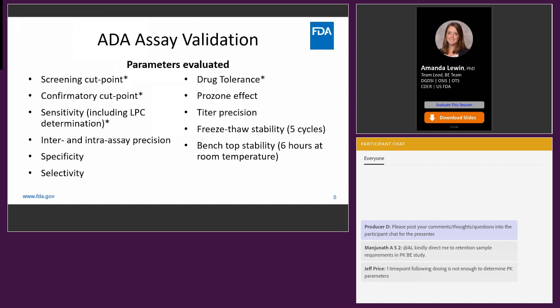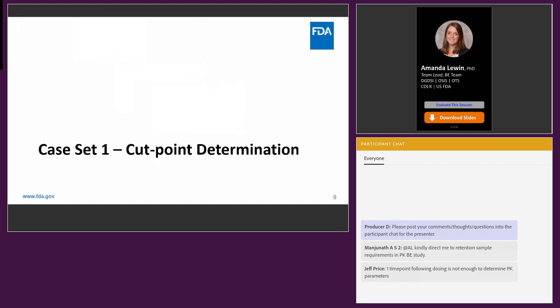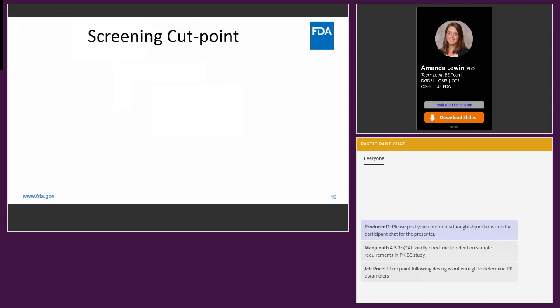So in the rest of this case study, I will present additional information for a few of the assessments listed on this slide. We will then go through the data together and consider what potential issues there are, what additional data we may be able to consider, and what kind of evaluation we can do with that data. Okay, so let's go ahead and get right into the first case set, where we'll discuss the cut point determination.